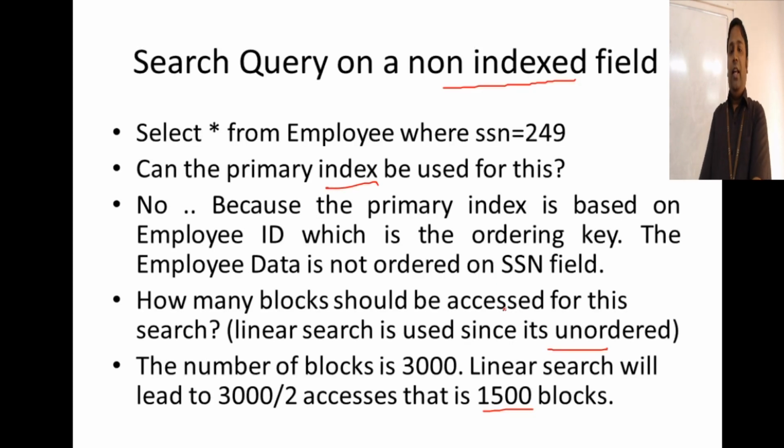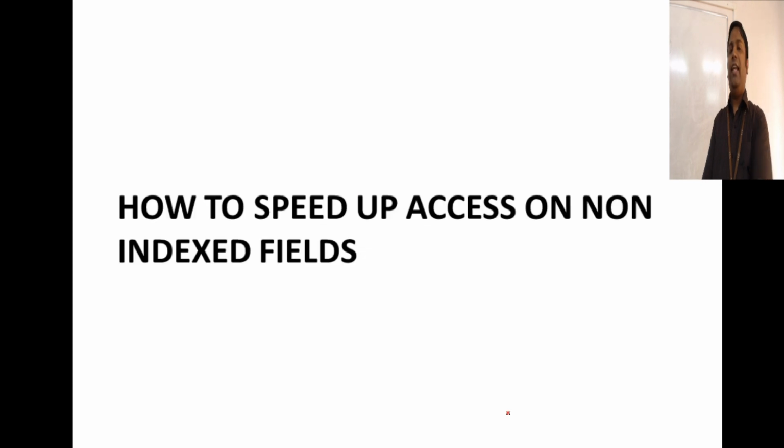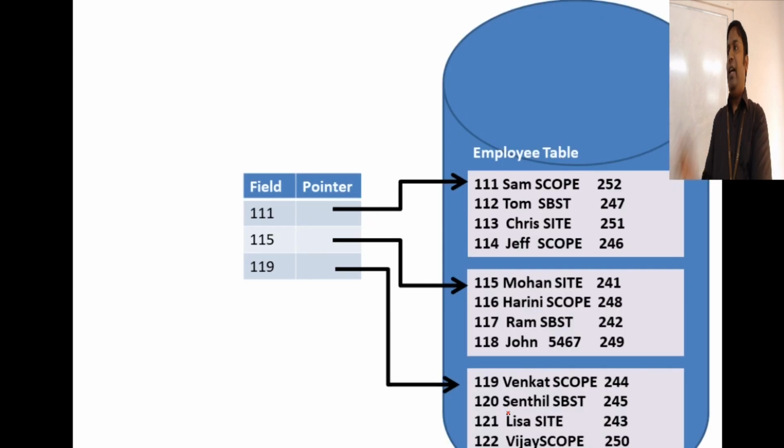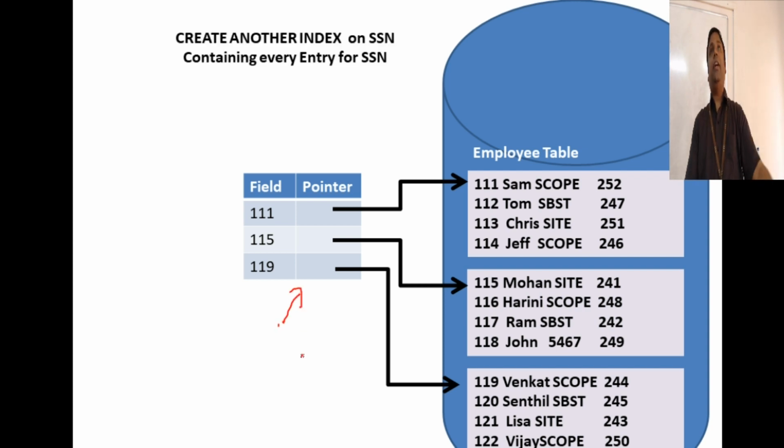So now the question is, I am accessing 1500 blocks here on a non-index field. Can I really improve my performance here? How to improve the performance here? So let us take this. We have already built a primary index. The answer to this is you create another index for this field, the SSN field.